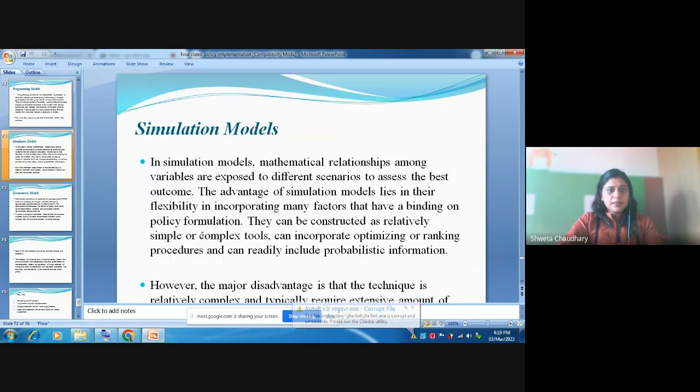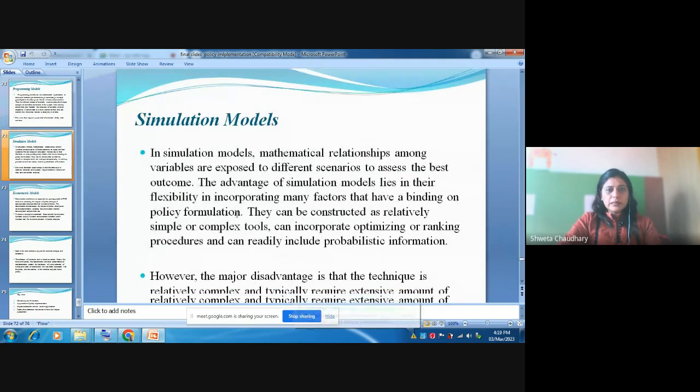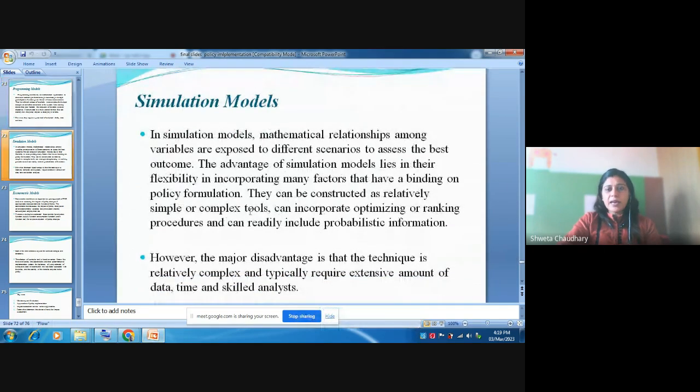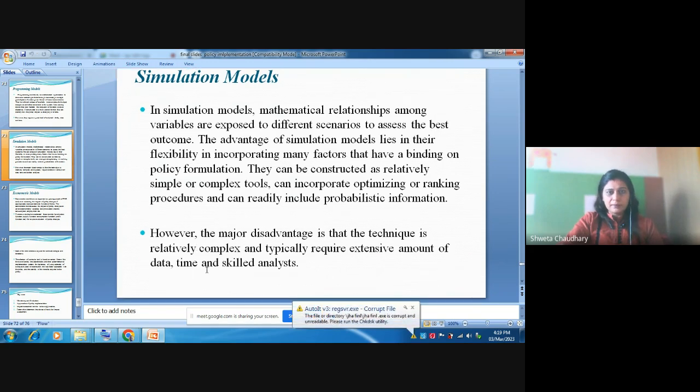Okay. Then we have simulation models. In a simulation model, it's just a trial and error method. We keep on adding things, we keep on removing things, and we see what is the impact of those things on policy implementation. The advantage of simulation models lies in the flexibility in incorporating many various factors that have a binding effect on policy formulation. So these require a great deal of time, skill, and data.